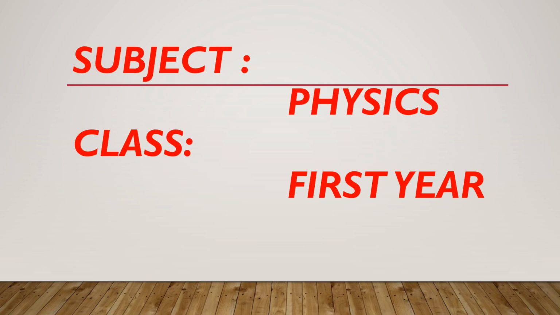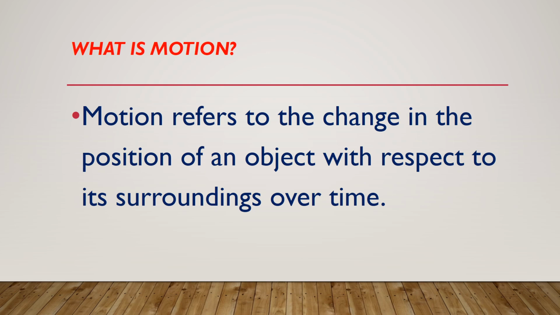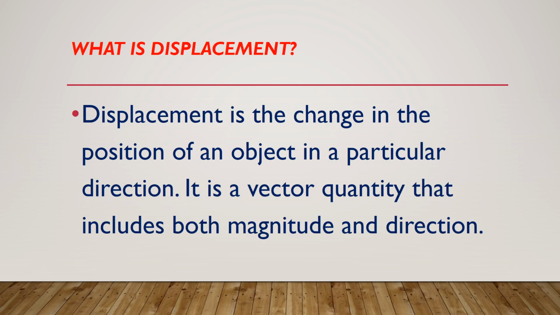Let's explore 15 questions of physics with answers. What is motion? Motion refers to the change in the position of an object with respect to its surroundings over time. What is displacement? Displacement is the change in position of an object in a particular direction. It is a vector quantity that includes both magnitude and direction.